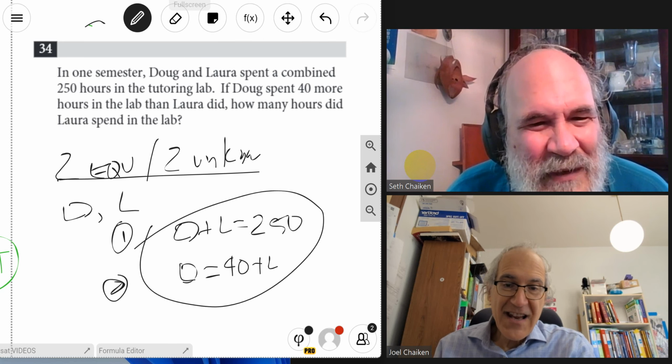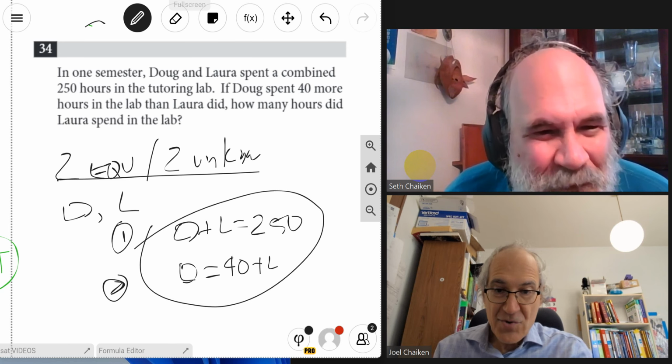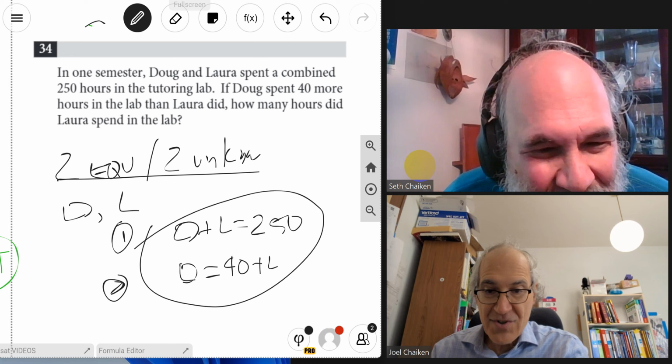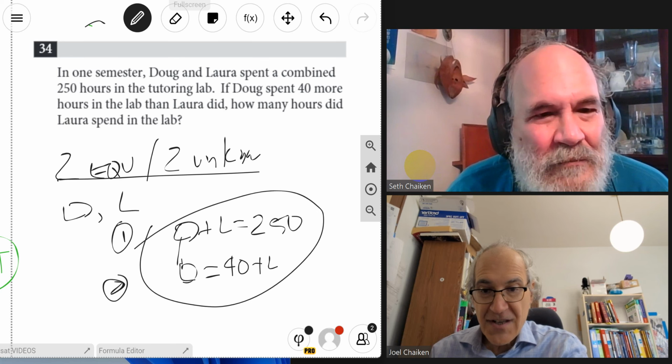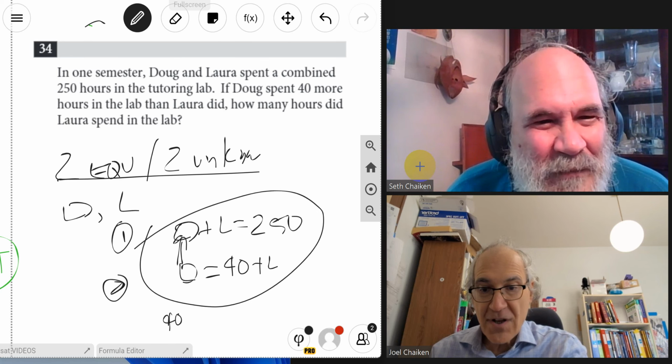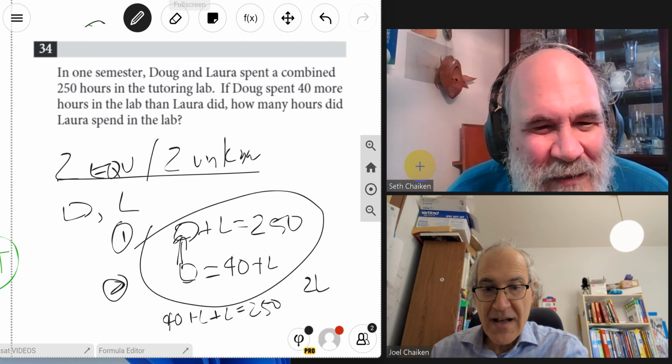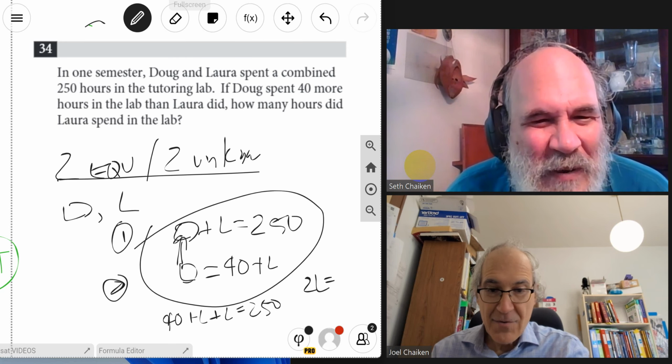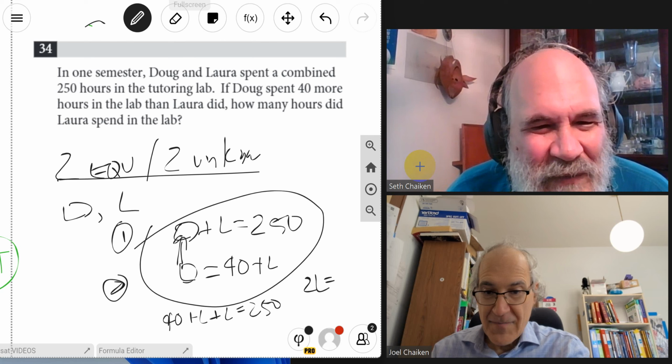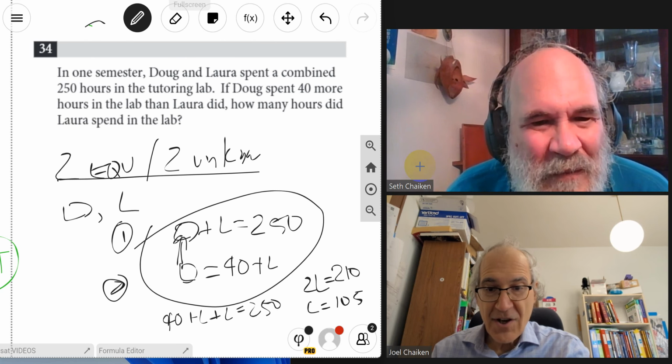So the standard way of solving this is substitution. You could use elimination, but substitution's the standard way. You just shove the D into this, and you get 40 plus L plus L is equal to 250. 2L is equal to, I'm cutting corners now, which I shouldn't do, 210, right? So L is 105. We subtracted 40 on both sides.